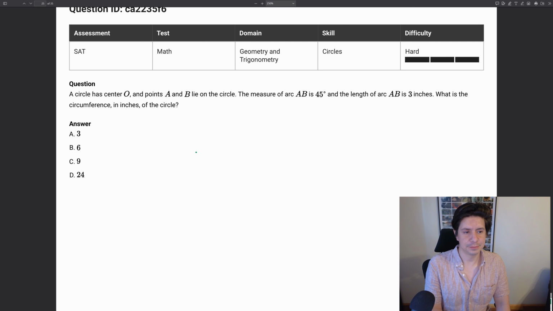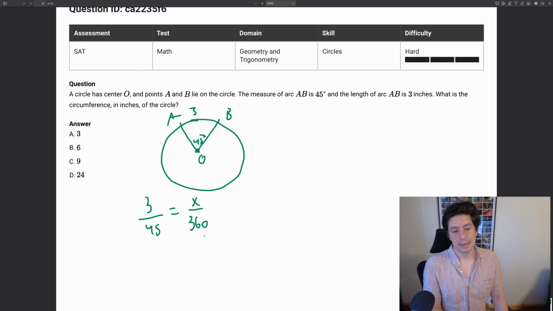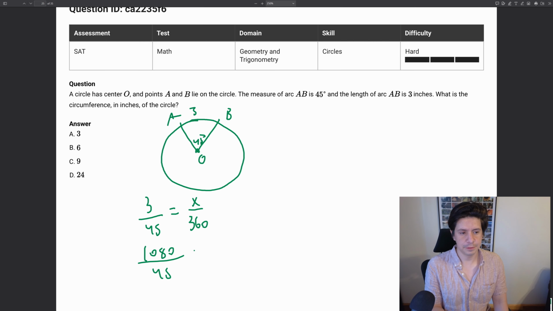So let's draw it out. Circle has center O. And then we have this and this. This is a 45-degree angle. AB, we have 3 inches. You don't really need to draw it out, but I'm happy to do it here. So then it's all about proportion. So you could say 3 over 45 equals x over 360. And you're going to get 1080 over 45 equals x. The only answer that works for that is D, okay?